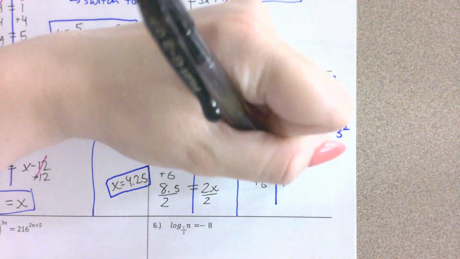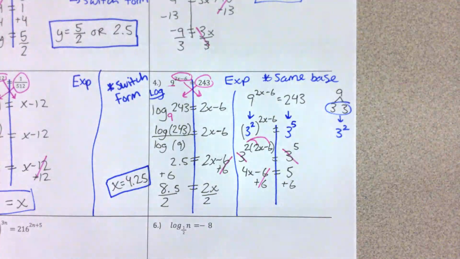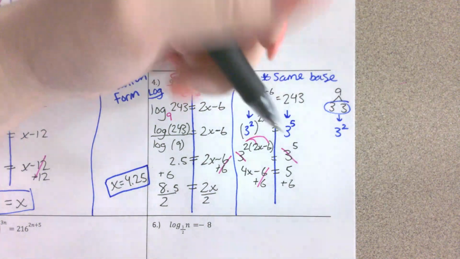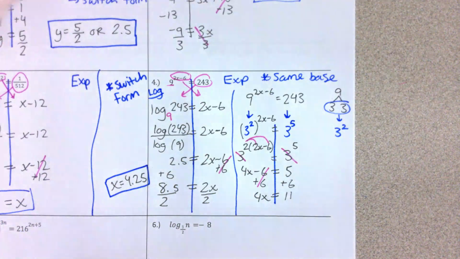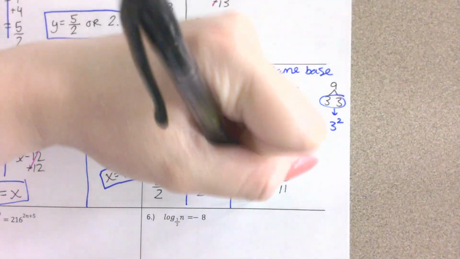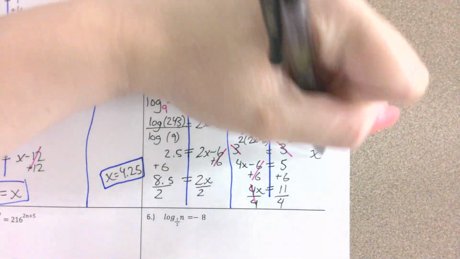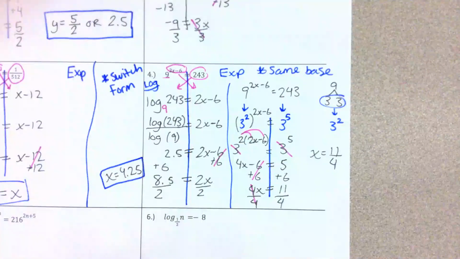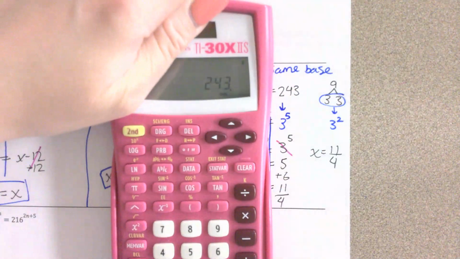Add the 6. And then I end up with 4x equals 11. And then divide by 4. X is 11 over 4. And then just a quick check to make sure.